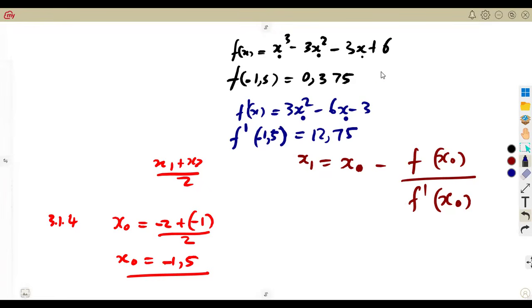So these values are there, guys. You're going to substitute. This one is representing f of x naught. This is the first derivative of x naught. So with these values, you can simply substitute into the formula. So that's the first solution.